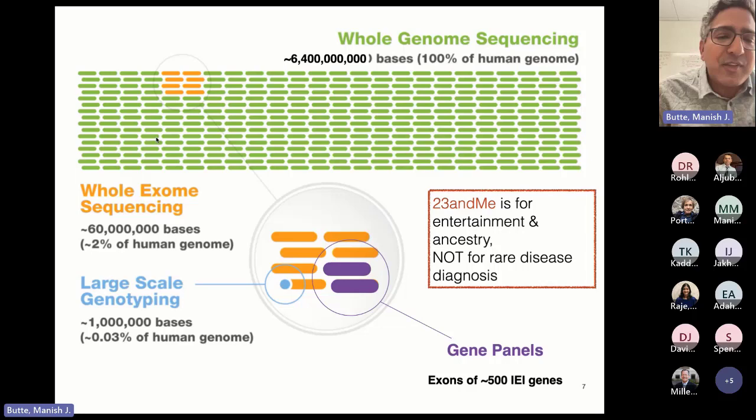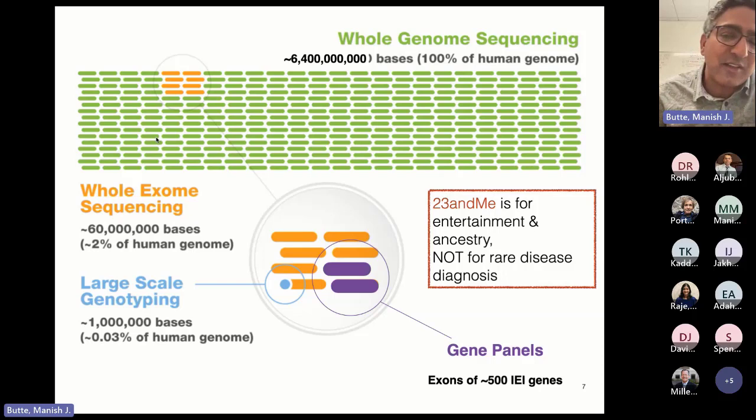There are also these things called genotyping chips that are run by 23andMe or Ancestry.com. They do not contain rare variants. They are not useful for rare disease diagnosis. We really don't recommend patients wasting $100 on those kinds of tests unless they're interested in entertainment or ancestry.